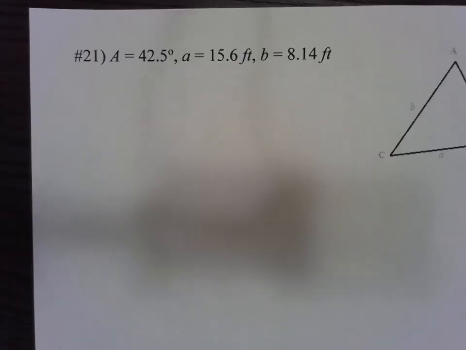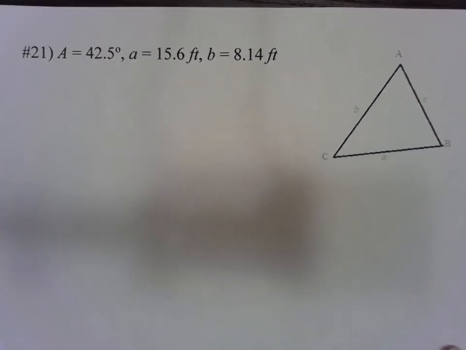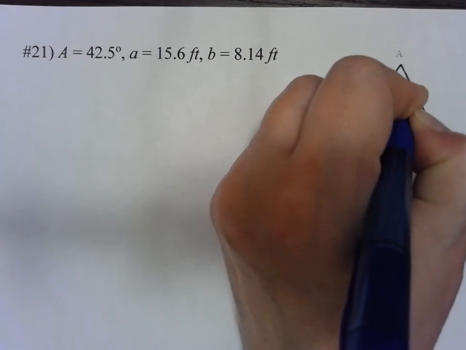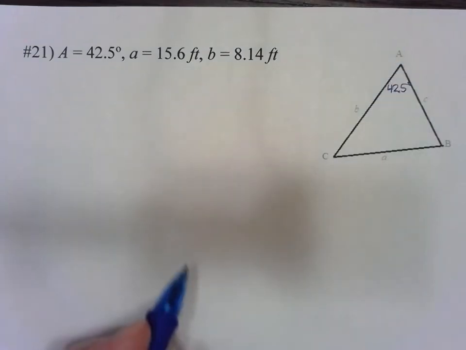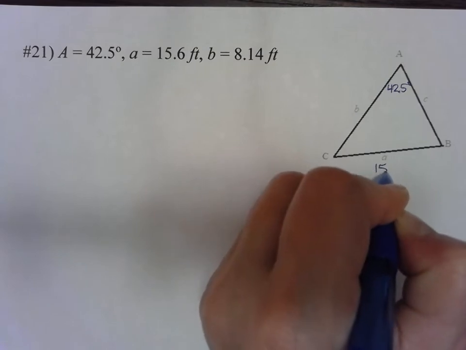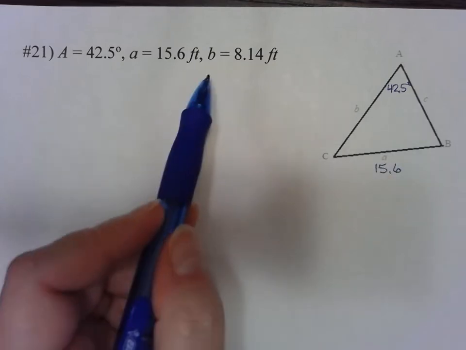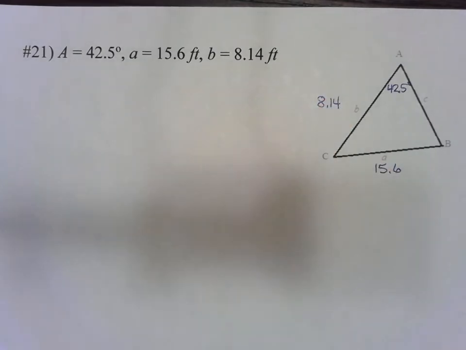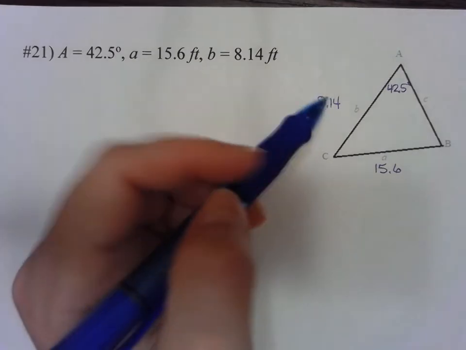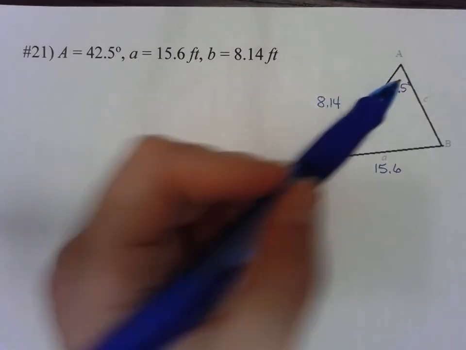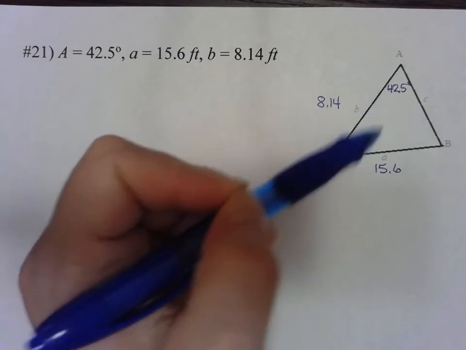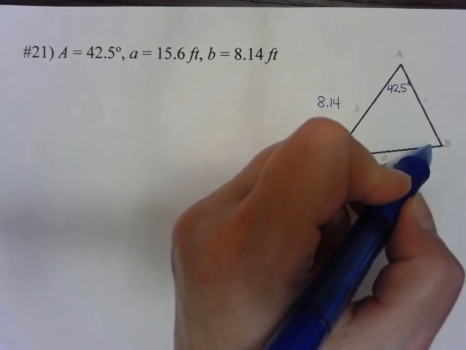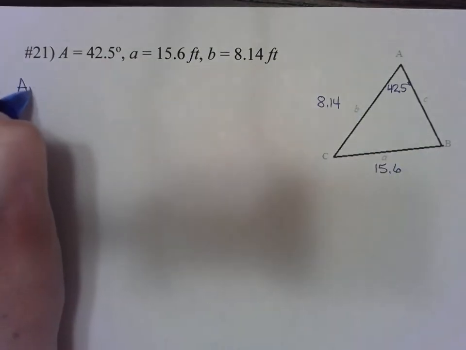One more. This time we have angle A, it's 42.5 degrees. Side A is 15.6 feet. And side B is 8.14 feet. Okay, same, we have side-side angle, right? We do have that angle side pair that we need for the law of sines. So let's first solve for angle B.